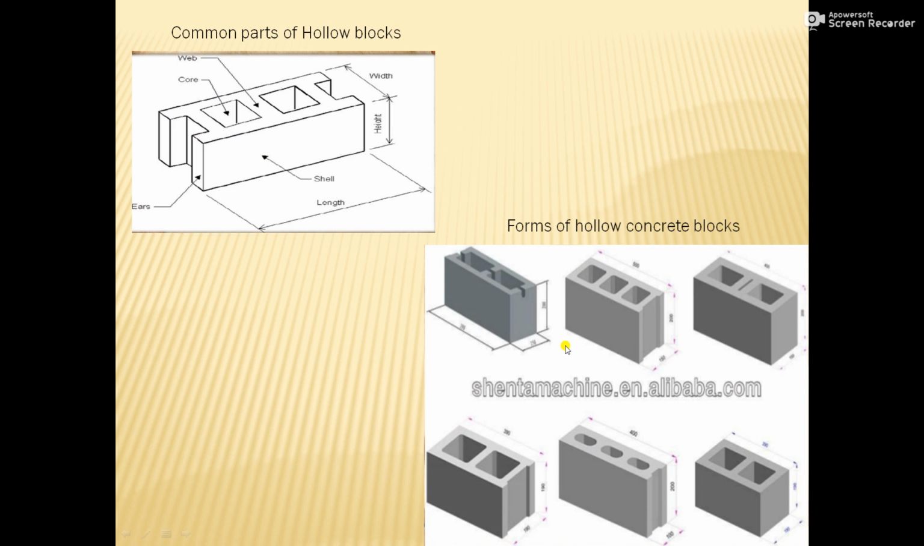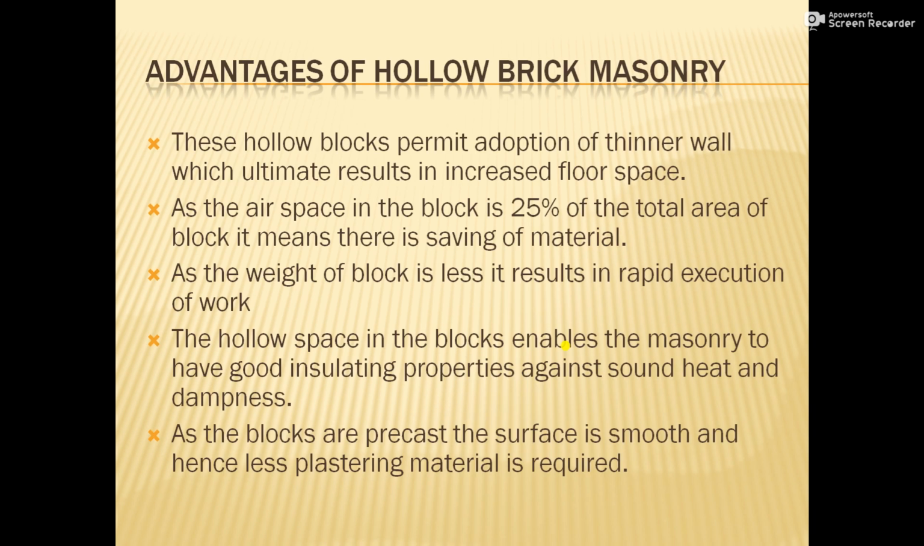Next, in this figure we can also see the different forms of hollow concrete blocks which are used in construction. These types of masonry are generally used in the construction of commercial buildings or apartments where a lot of brickwork is required. So these are some terms which are used for the hollow concrete block.